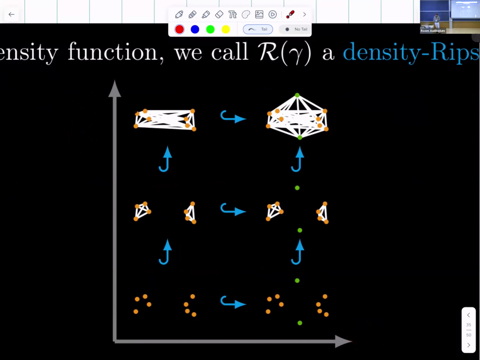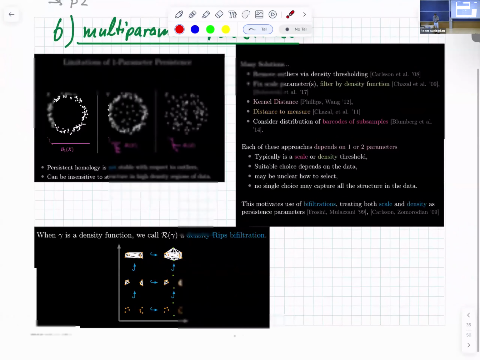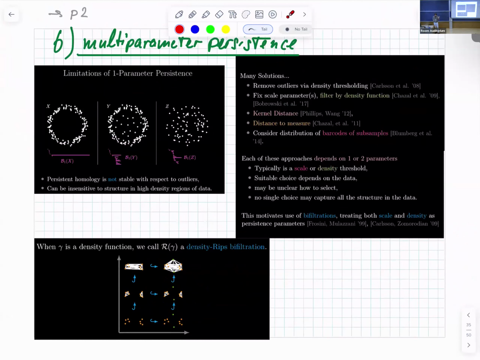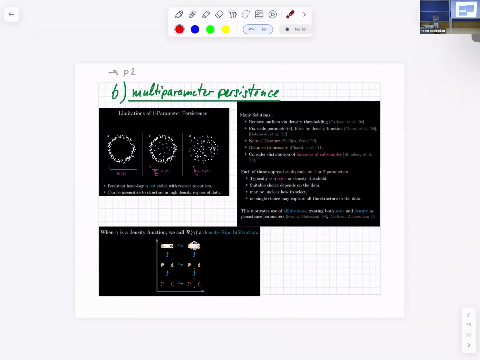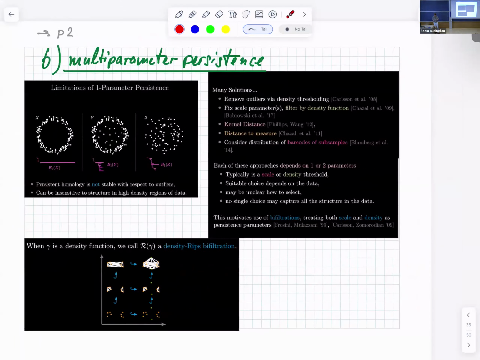So on the left-hand column, low density points like these two, they are ignored. They are not in the picture. So going from left to right, we introduce more and more points, or going from right to left, we delete points that are not dense enough to get an overall picture. Yeah. So we can produce something like a filtration that depends on two parameters.